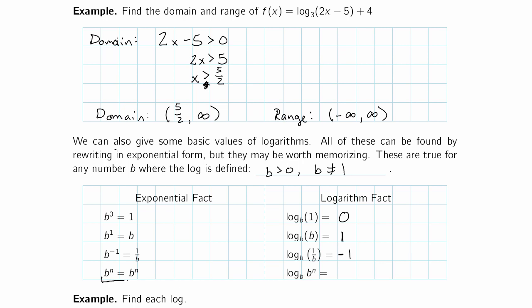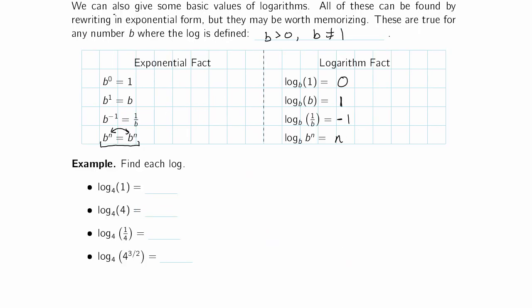And now this last statement is a really obvious fact because I'm just saying that something equals itself. Right? b to the n equals b to the n. But now, if I exchange the exponent and the argument, I get a new fact. The log base b of b to the n is always n.